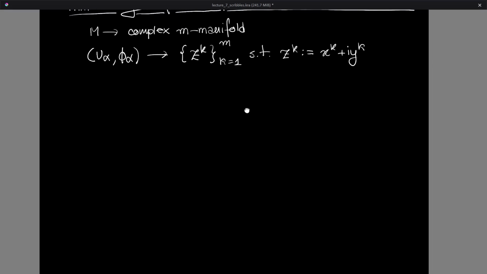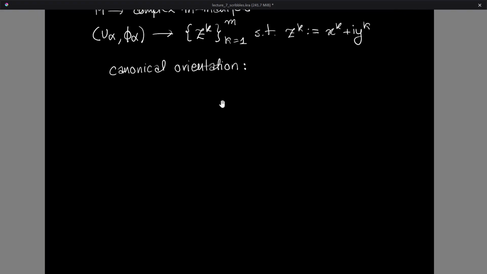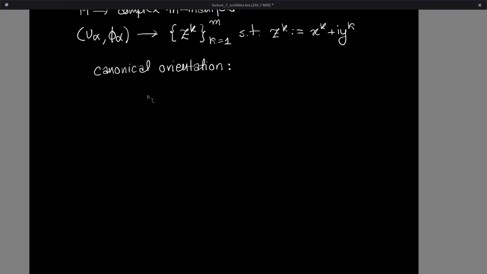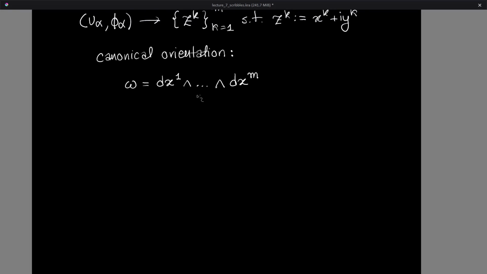So this will have a canonical orientation induced by these holomorphic coordinates. Remember, these holomorphic coordinates we only have because we have a complex manifold. So ω is equal to dx_1 wedge dot dot dot wedge dx_m. This is our top degree form, and it doesn't vanish anywhere. Nowhere vanishing.